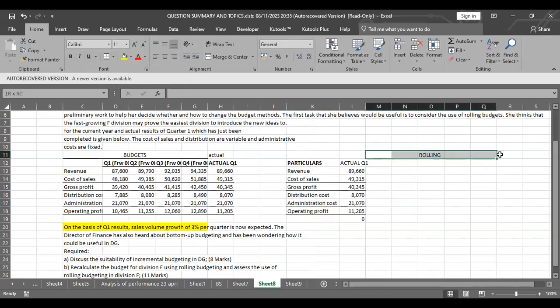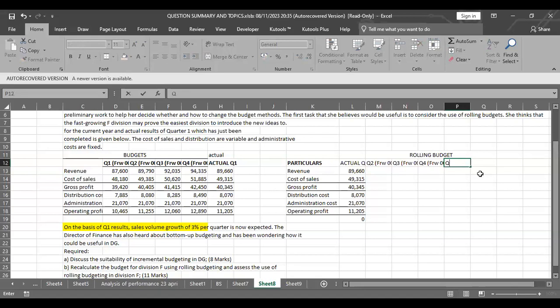We need to make a rolling budget to run between the full year of the other quarters. So this is a rolling budget. How do we do this? We start with a budget for Q2, then a budget for Q3, all the way to Q1, a full year. So it must present like a full year.